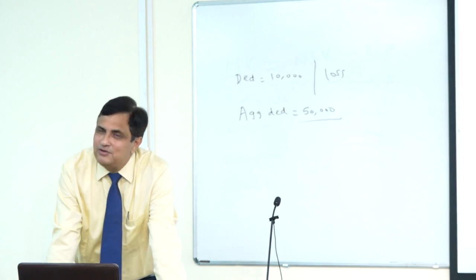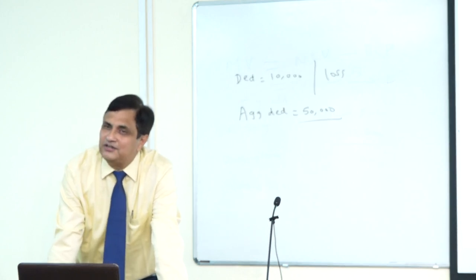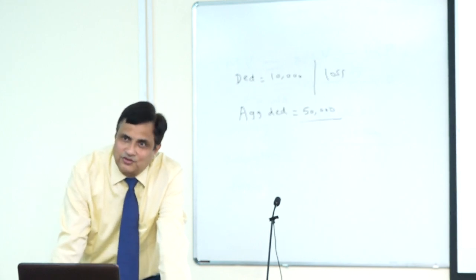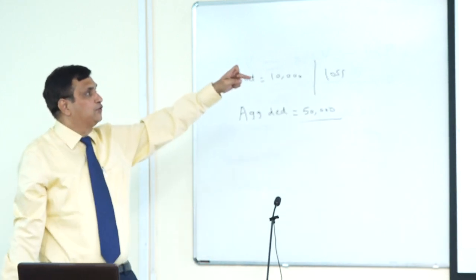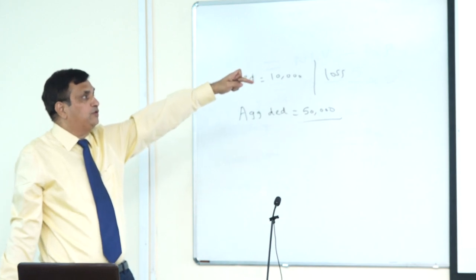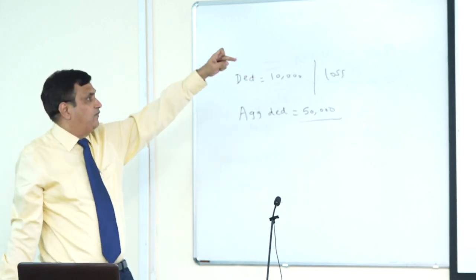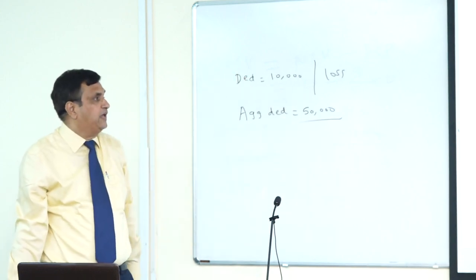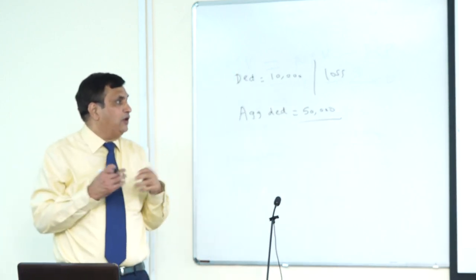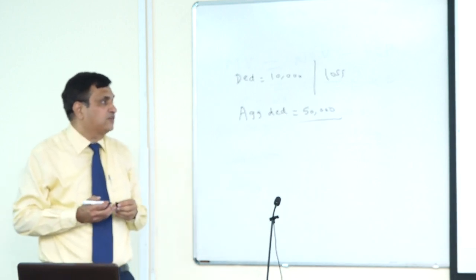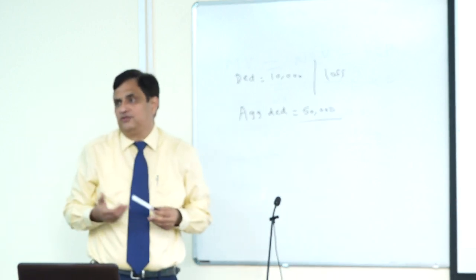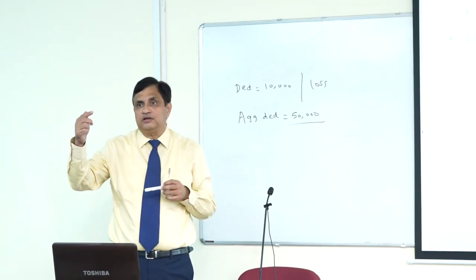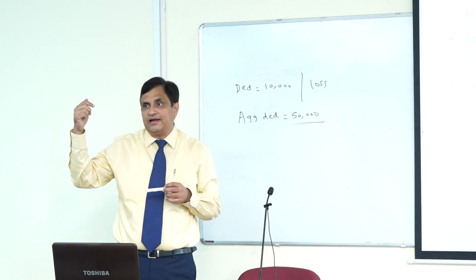That means from the 6th claim, I will start deducting only 1,000 rupees, not 10,000 rupees. That's the working excess concept. If a working excess is also introduced, then the claims recovered under it are not counted towards the aggregate. Finally, as the number of claims happen, the amounts are totaled. Once the aggregate deductible is reached, the insurer pays all claims thereafter, but deducts the working excess, which the insured continues to pay. This is the basic simple concept of aggregate deductible. Does this answer the question? Somebody was asking about aggregate deductible.